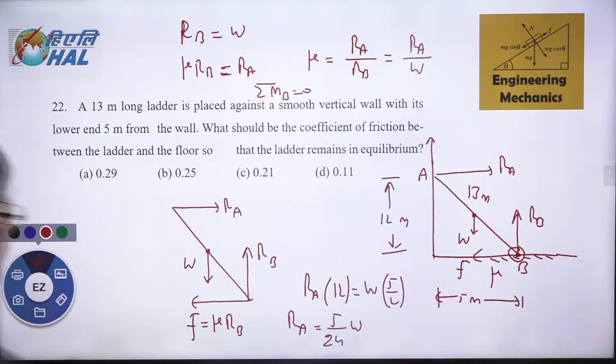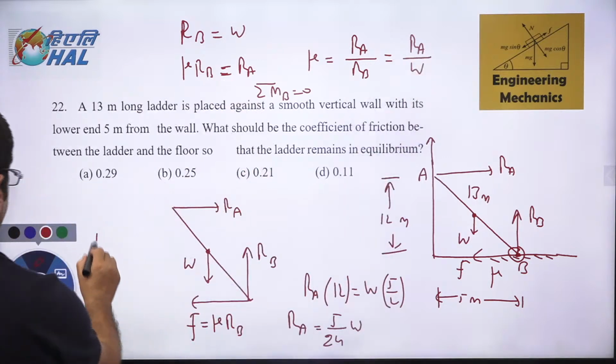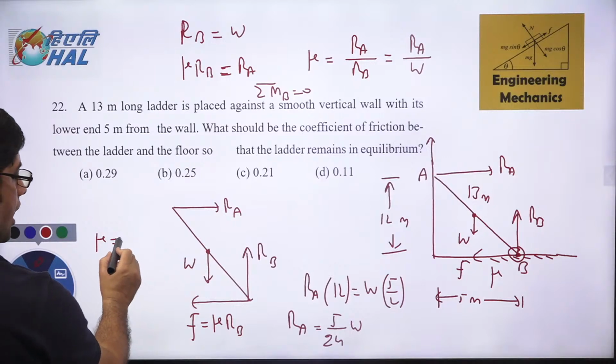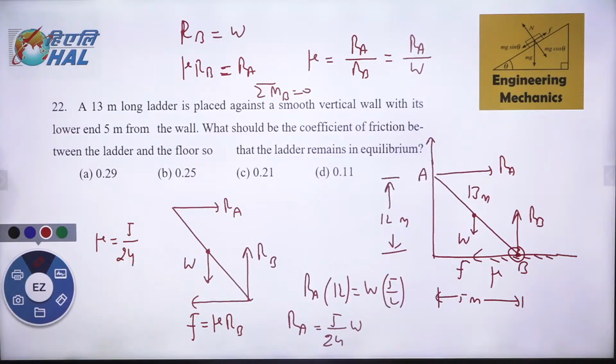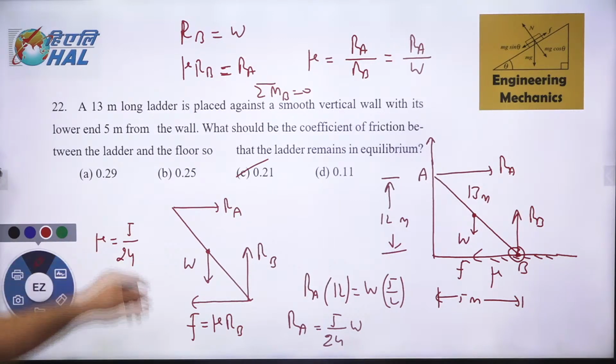Now put the value of RA here, and what you get is mu is equal to RA, which is 5 by 24 W. W will get cancelled out. When you solve it, I think the value should come out to be 0.21. So this should be the value, 0.21. Right. So this is a little bit more. If it is 5 by 25, it is 0.2, but it is 5 by 24.